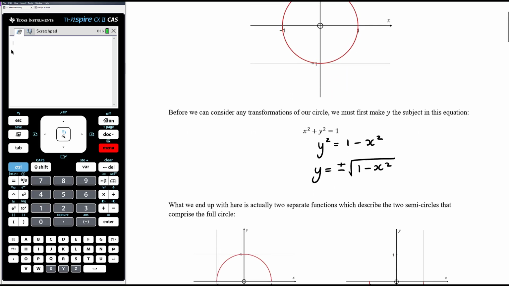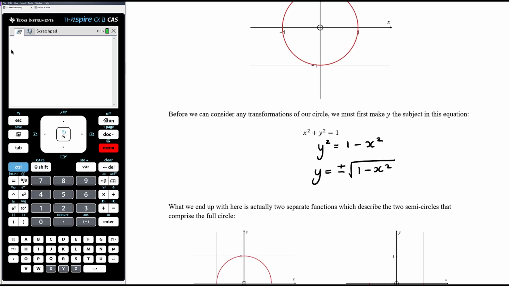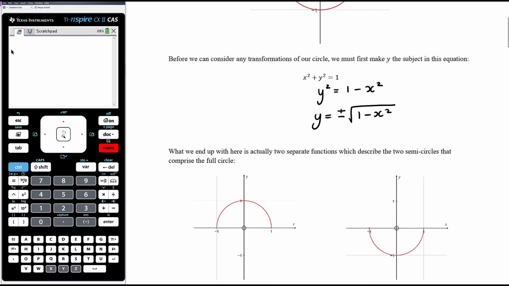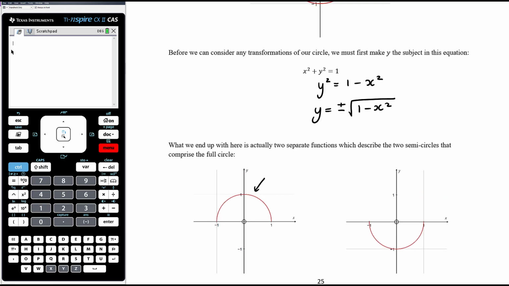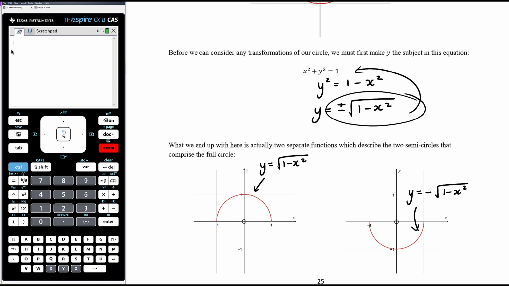And actually what we've identified here is 2 separate functions which describe the 2 semicircles that make up the full circle. So this one is y equals the positive square root of 1 minus x squared. That's the top half of the circle. And then this equation is y equals the negative square root of 1 minus x squared, the bottom half of the circle. Together those things give this, plus or minus, which can be rearranged back to this.